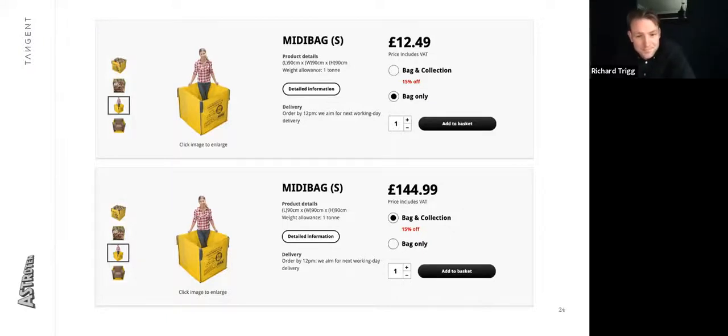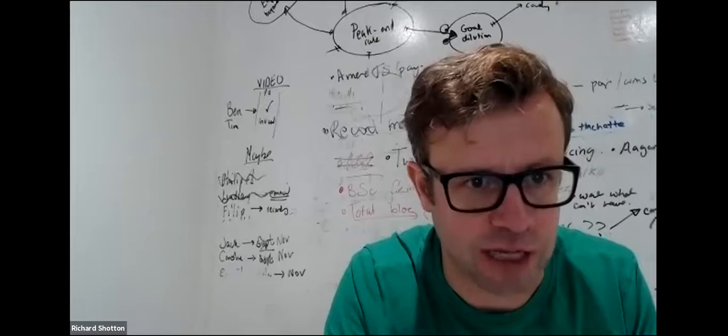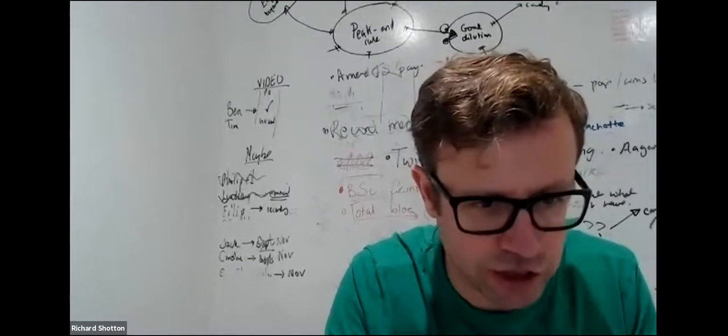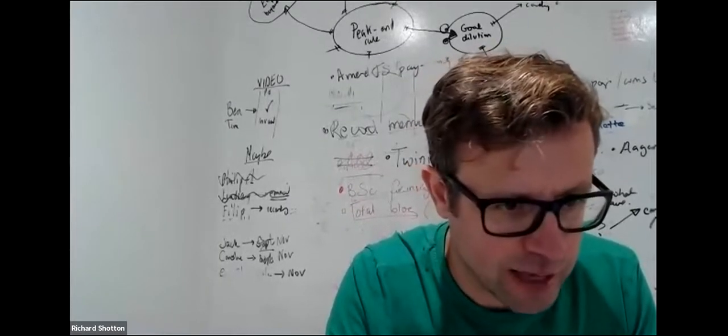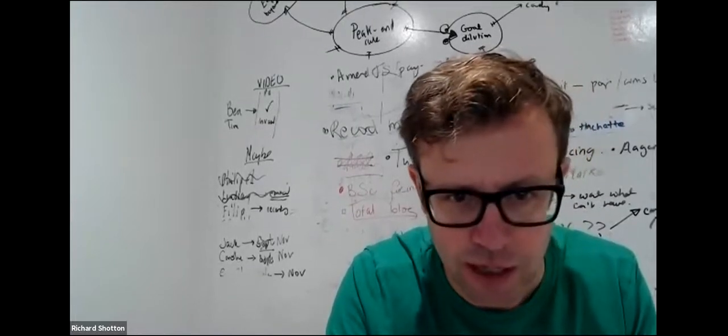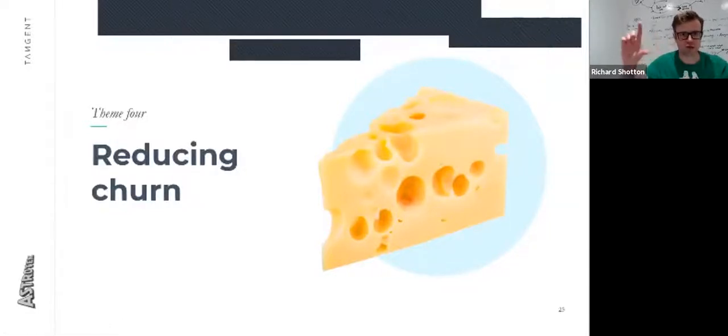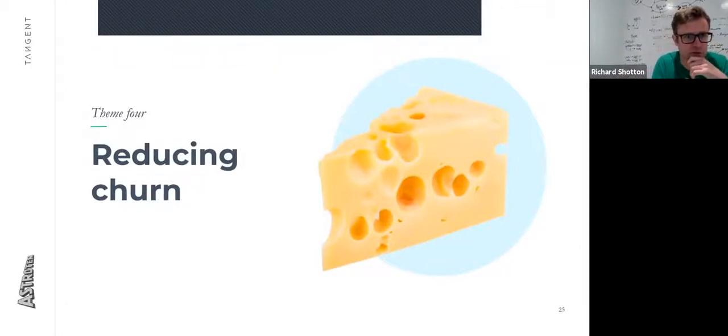Okay, final theme, and for this one, which is about reducing churn, let me just stop the share for a second, and then let me reshare, because I don't know if other people have found this, but what I've found is with Zoom, if you optimize the screen for video, you get these weird black boxes appear sometimes. So you might have to put up with those just for a few minutes.